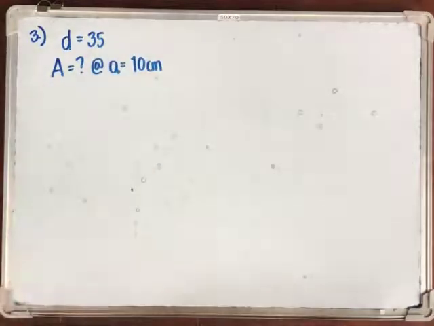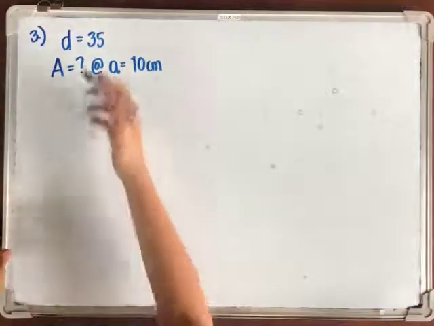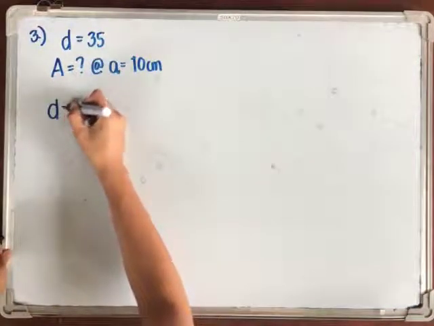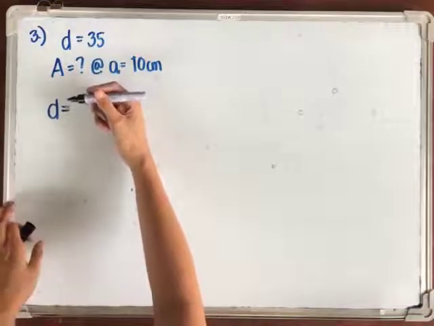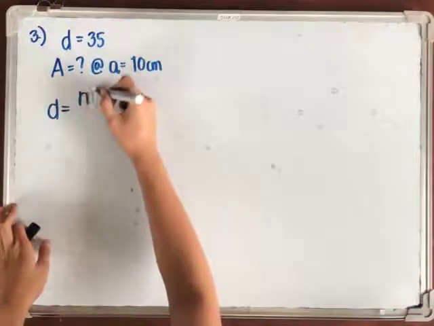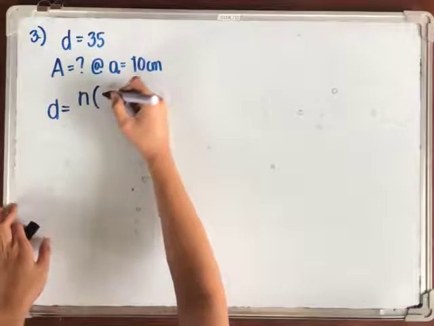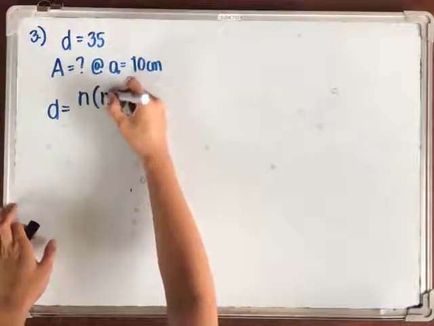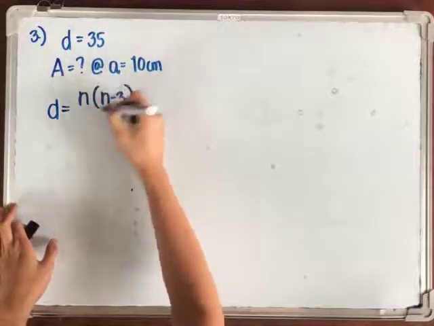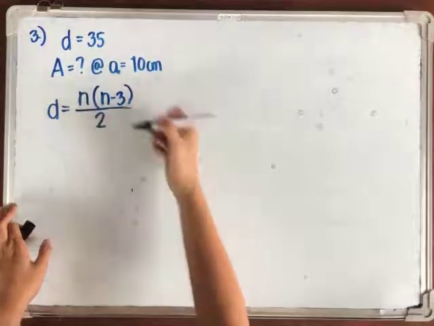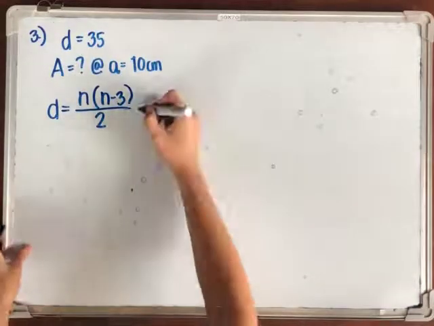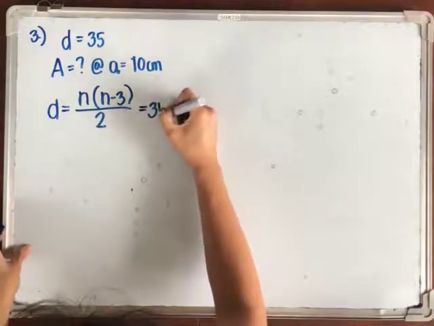centimeters. Okay? So, before you can find the area, kailangan mo muna malaman ngayon ilan yung sides ng regular polygon na to. Okay? Hanapin natin yon. How are you going to get that? By using our total diagonals. I said it earlier that our formula for total diagonals is n times n minus 3 divided by 2. Okay? And that should be equal to 35 now from our problem, right?